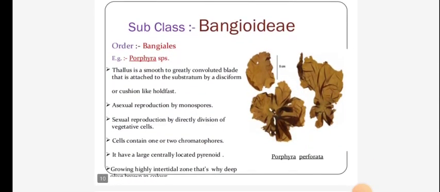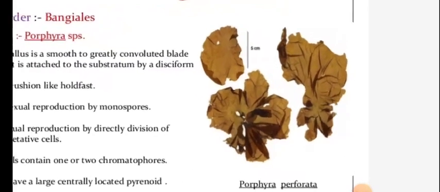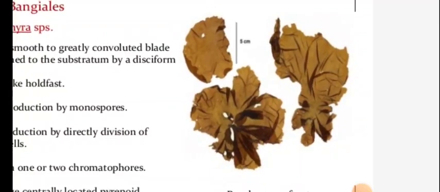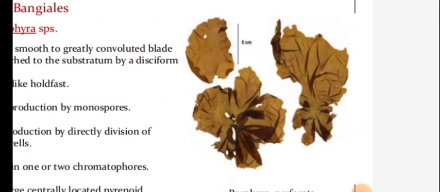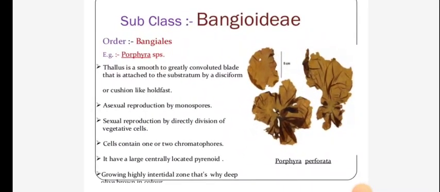So Bangioideae, it shows the good example Porphyra, it is parenchymatous. The thallus is a smooth, greatly convoluted blade-like, attached to the substratum by a disciform or cushion-like holdfast. Here you are observing the photograph. It is showing 5 centimeters in nature. Already we are also collecting it at our part of Goa or Ratnagiri, Ganpatipule.